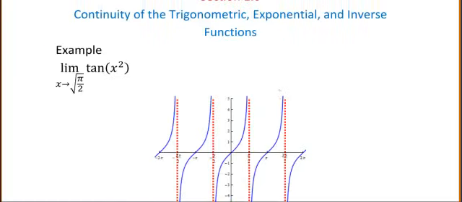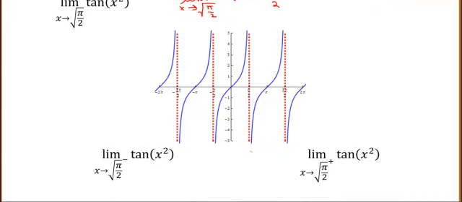Let's take a look at another example. How about the limit as x approaches the square root of pi over 2 of tangent of x squared? The limit of the function inside, x squared, is going to be pi over 2. And notice pi over 2 is a point of discontinuity for tangent. So in order to examine this limit, we'll have to examine it a little more closely.